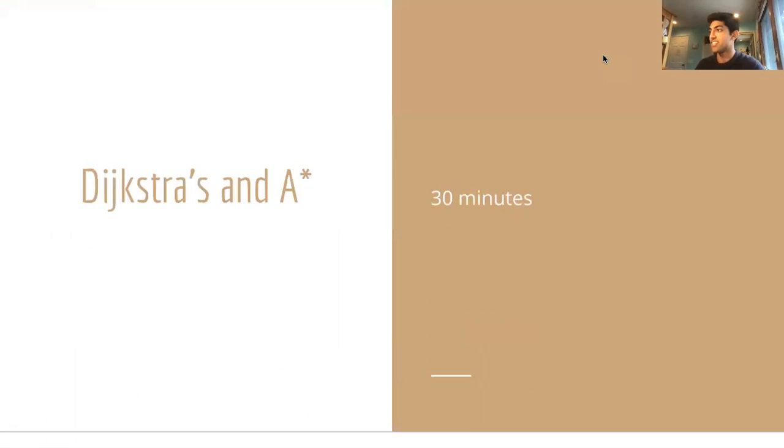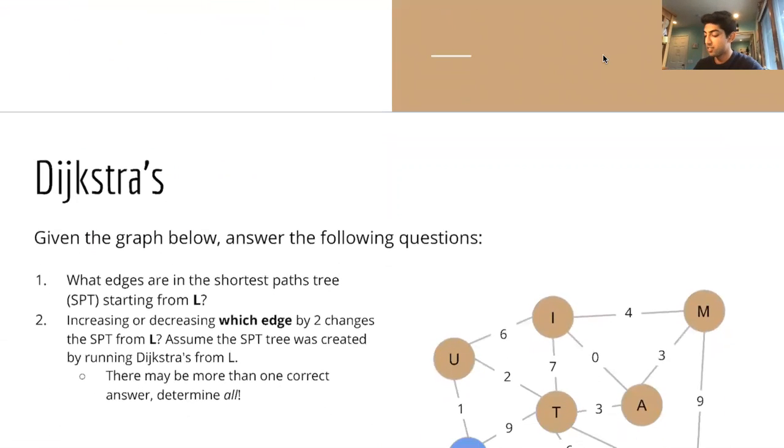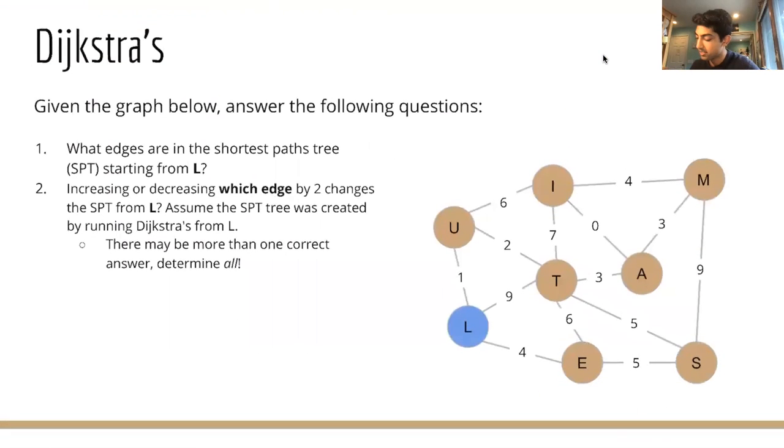Okay, the first one is Dijkstra's and A-star. And if you guys have any questions throughout, you can definitely interrupt me and ask away. So the first problem, we start off with the classic shortest path tree from L. And then for the second part, we're going through each edge in the graph and asking, if I increase or decrease this edge by 2, does the shortest path tree change? Okay. So this is just a good Dijkstra's foundational question. I'll give you guys around, I'd say 8 minutes would be fair.